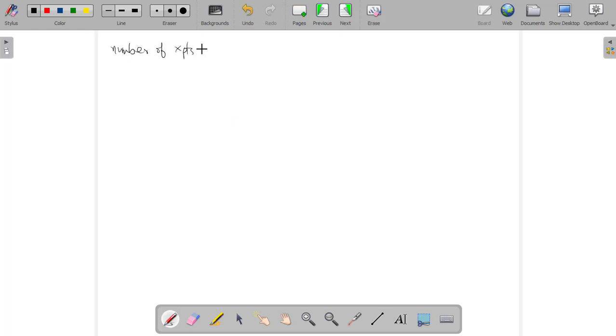is going to be given by the expression 3n cubed. And so we shall have 3 times 30 cubed. That gives us 81,000 cross points. We also have to find the overall size.